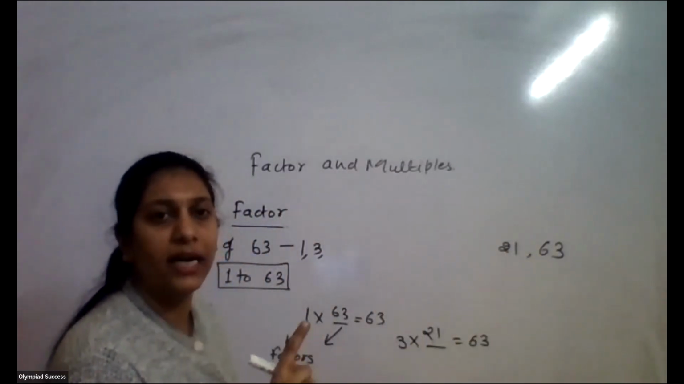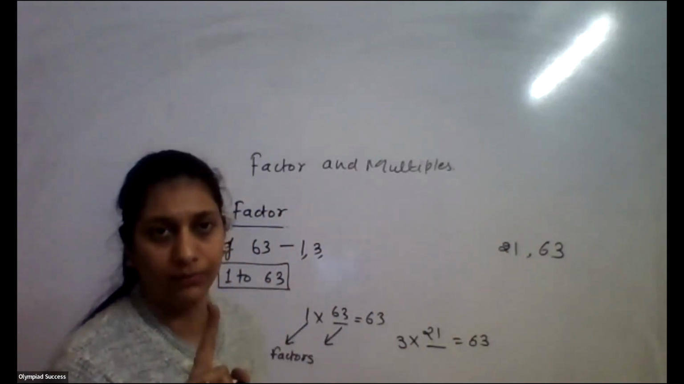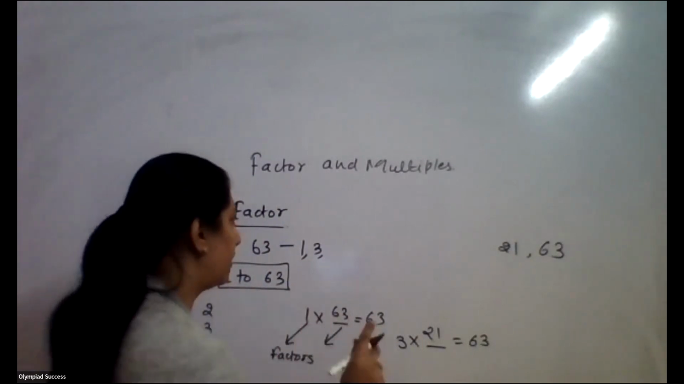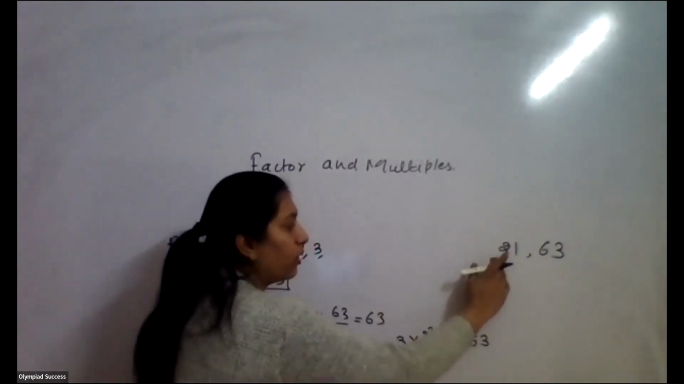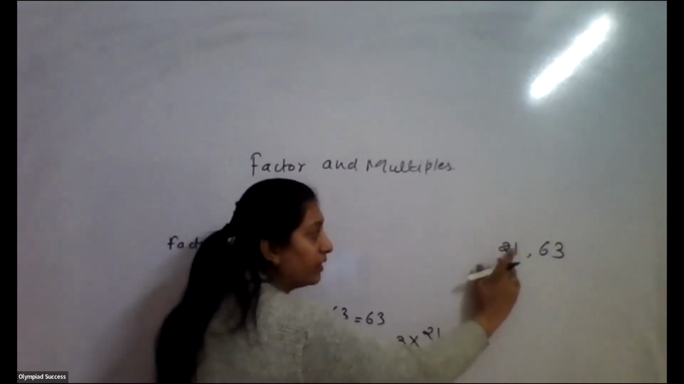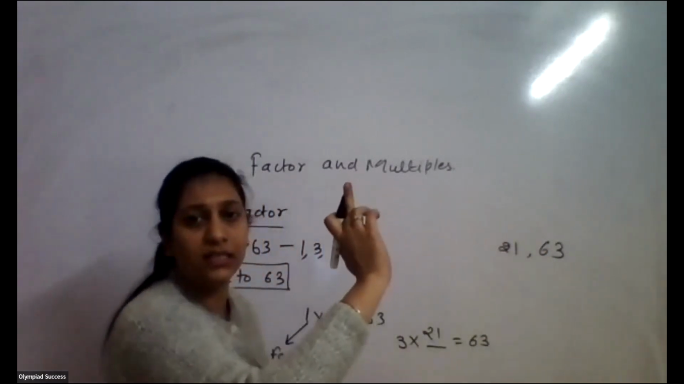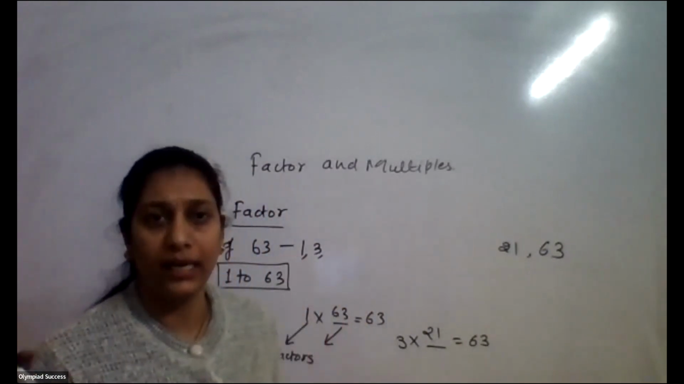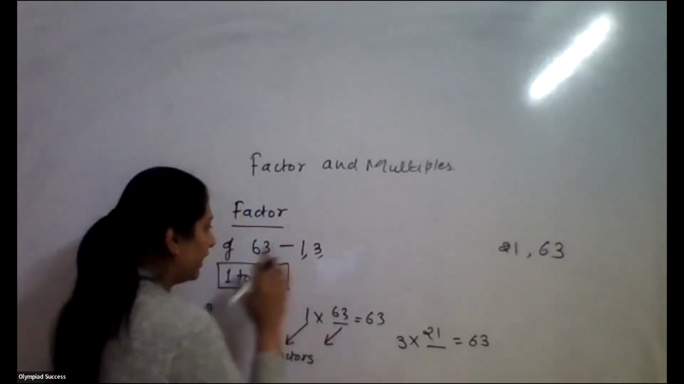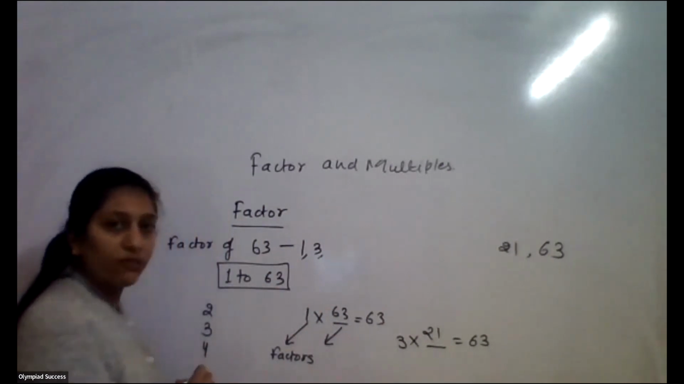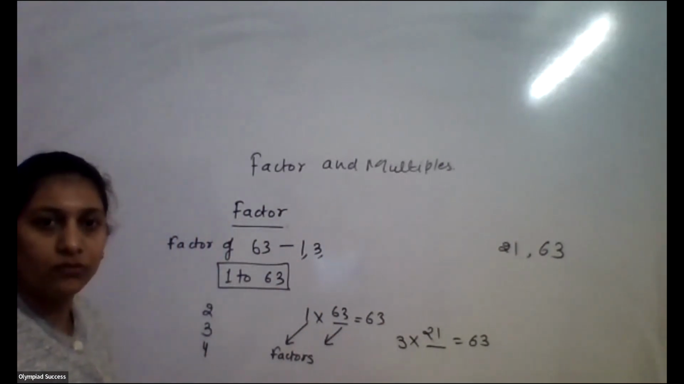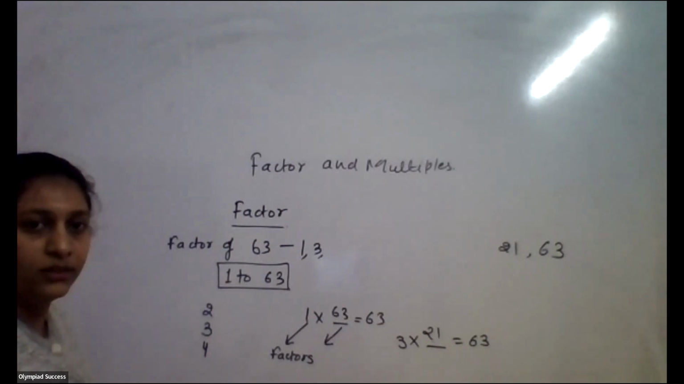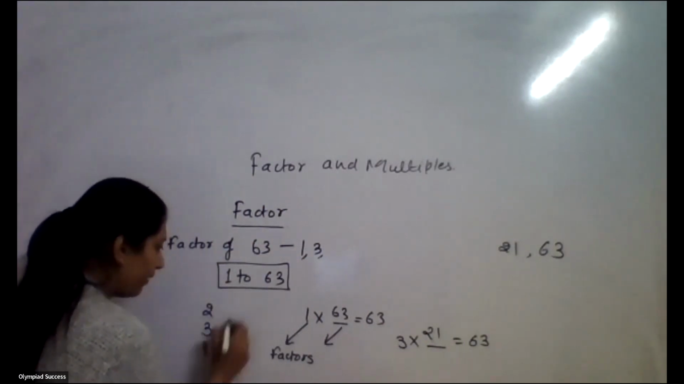In this way, if you write, you will not skip any factor. Okay, try to do in this manner. 3 and 21, because after 21 you will get the next factor 63 only. In between there will be no factor, so you do not need to check any other number. Now after 3, let's check for 4. Is 4 a factor? No. 5? 5 will not be a factor.